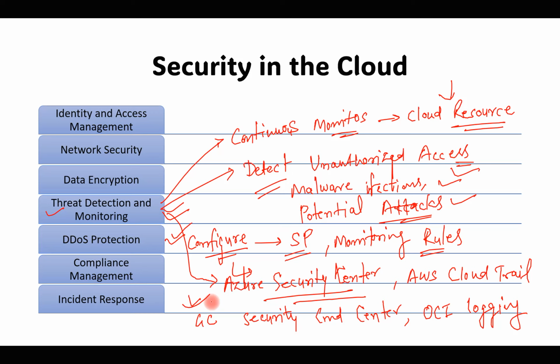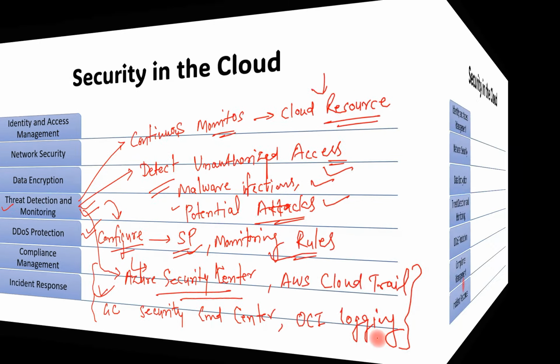So we need to continuously monitor our cloud resources. We can use this service to detect unauthorized access, malware infections, or potential attacks. And how can we use it? We can use it by configuring security policies and monitoring rules. So what are the services that help us with this? We have these services that help us perform all these things in terms of security in the cloud resources. Now we will talk about the next vertical.